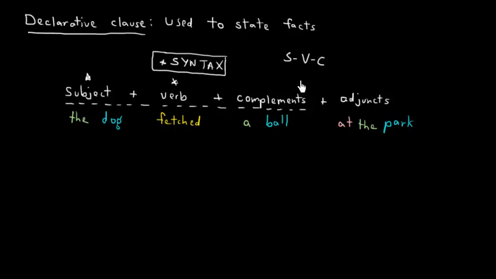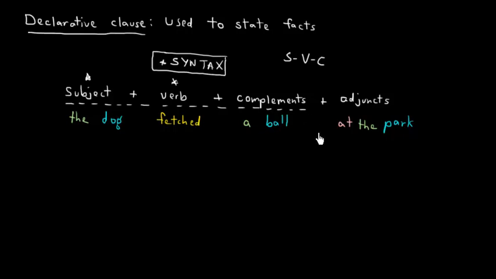Okay, and other languages have other orders. Japanese is an SCV language. The verb always comes last. Okay, so you'd say something like, the dog a ball fetched, if you were in Japan, but not if you're speaking English.